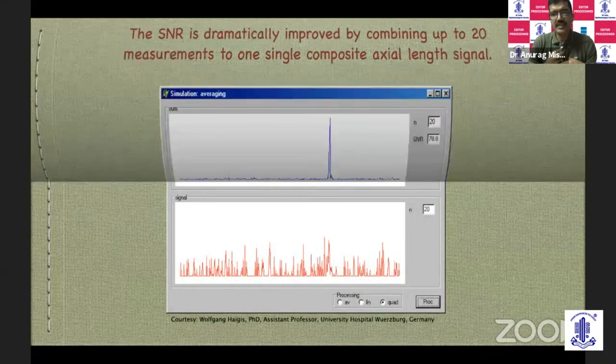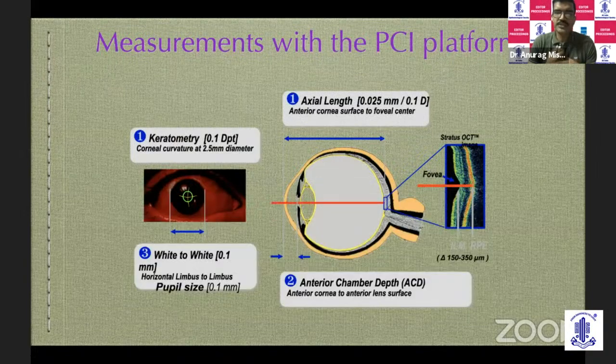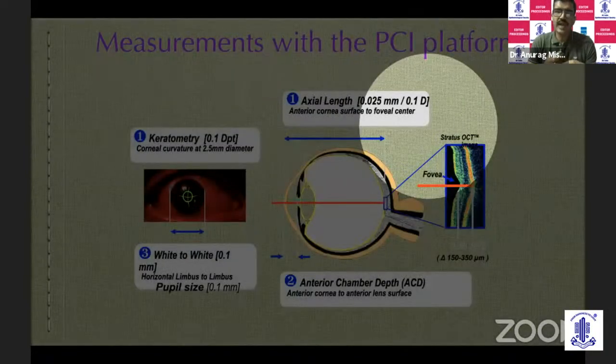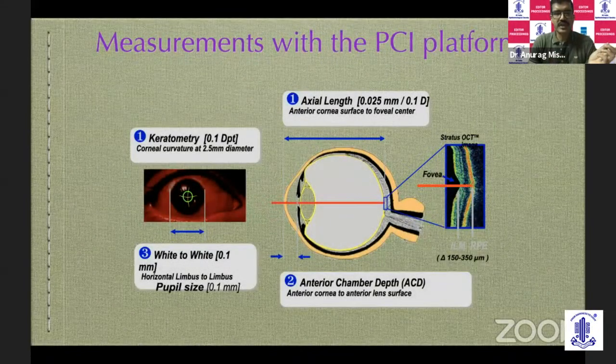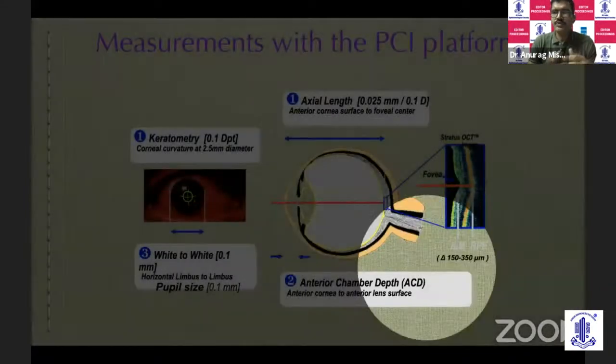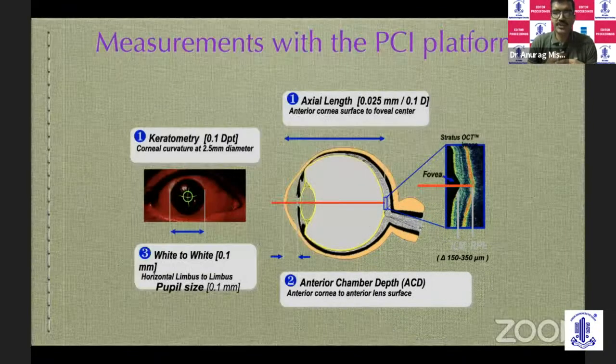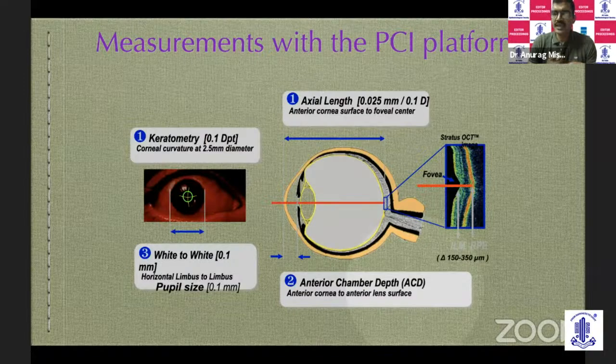The IOL Master 500 gave us different readings in terms of keratometry. The axiometry was pretty much accurate, coming within 100 microns of accuracy, but the keratometry was a little faulty. The anterior chamber depth was based on slit beam reflectometry and not really a proper measurement. The white to white also had a little to be desired.